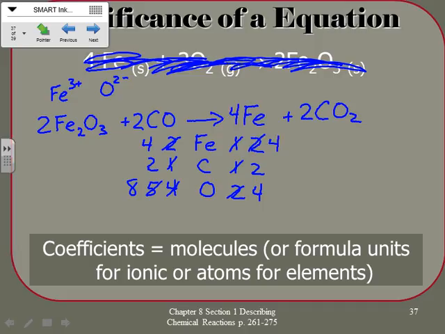But now we got to change the carbon. Wait. We got to change the oxygen, sorry. So what am I going to do on the right side to the oxygen? I've got to put a 4 in front of that CO2. Yep, I knew this one was nasty. So that's 8. So now I've got 4 carbons, right?